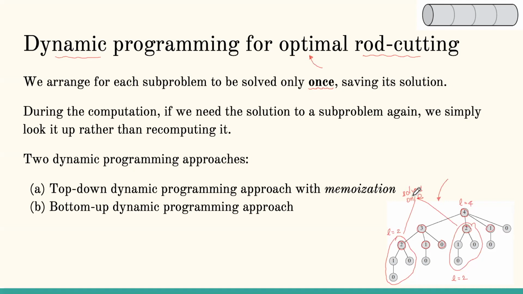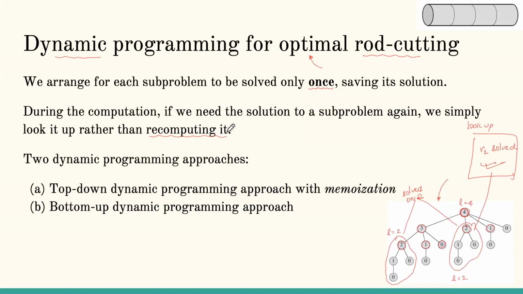Now, during computation, say for example, we are trying to calculate the optimal revenue for a rod of length 4, and then we happen to solve this. So if R2 is solved, then what we would like to do is, during computation, when we are calculating other things, we simply want to look this solution up and use an already solved solution instead of recomputing it. So that's the core idea behind how we can apply dynamic programming to solve the rod cutting problem.